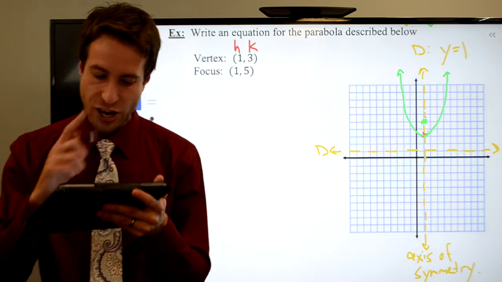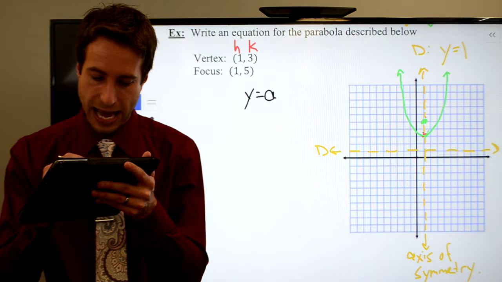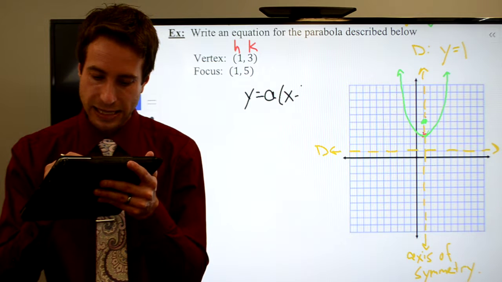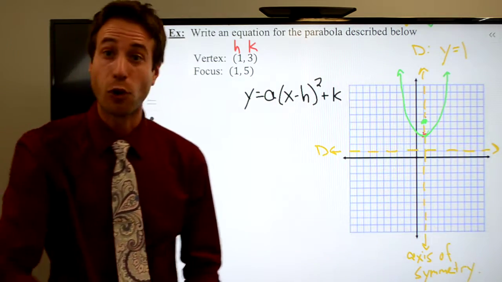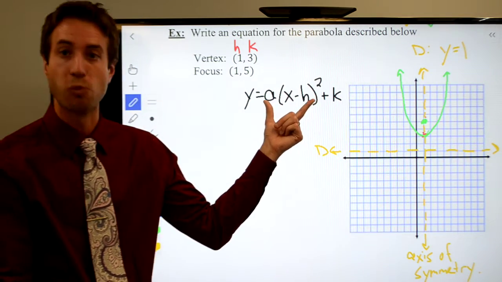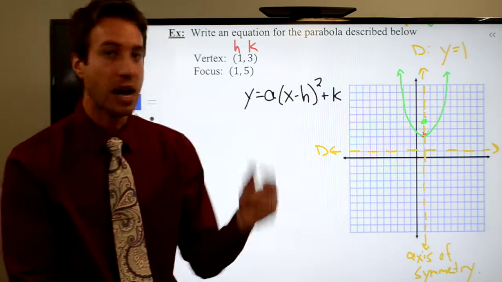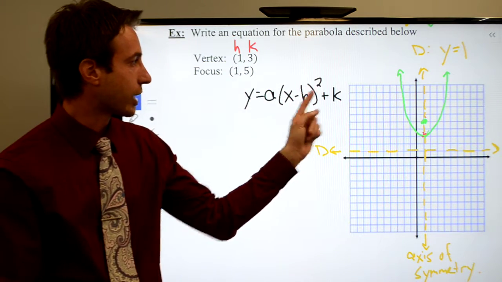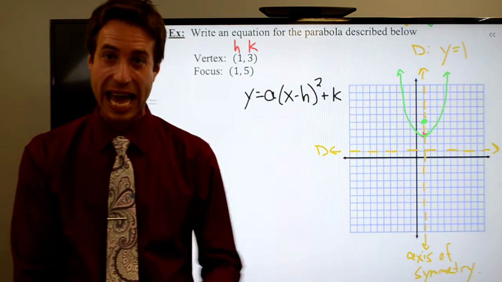So here's what I know. I know that I need this equation, y equals a(x minus h) squared plus k. So that is the formula, the equation, vertex form, right off the formula sheet. Well, I know h and k, so I can just drop those in there. But once again, what I don't know is a.